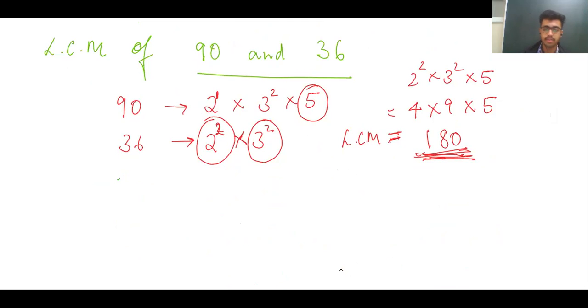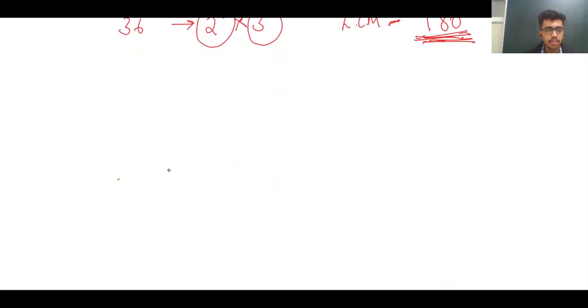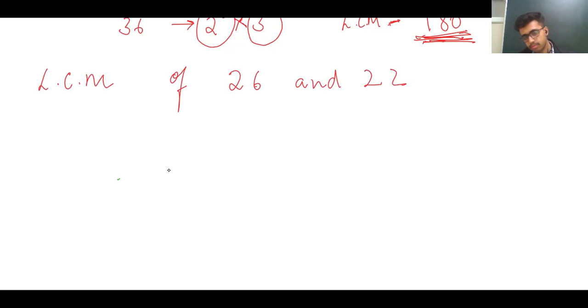Okay, now using any of the above methods, find out the LCM of 26 and 22. 286. Correct. So the LCM is 286. Okay.